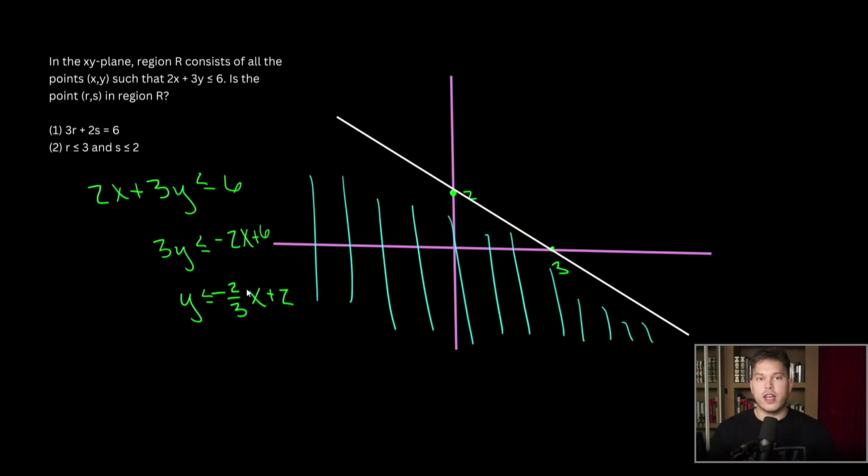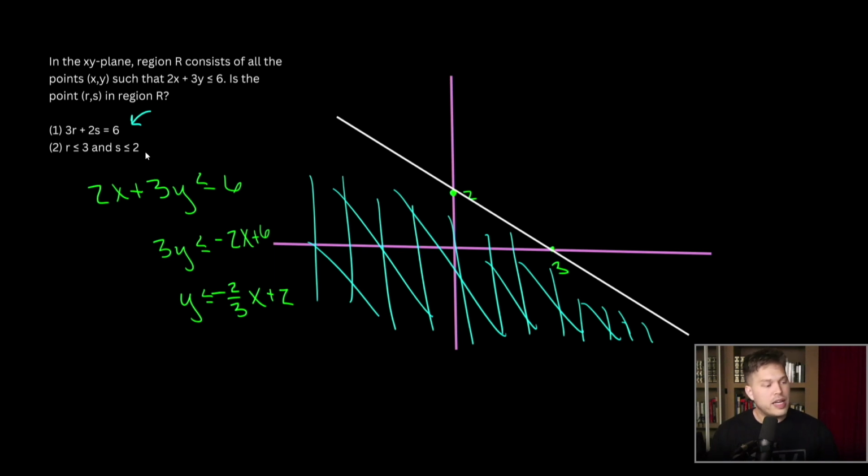So what's our first statement? We're told that 3R plus 2S is equal to 6. Well, we want to see if we can find a counter example, something that falls outside of this region that fits this requirement, and if we find such an example, then we know that this statement is not sufficient. So I'm just thinking of simple numbers.